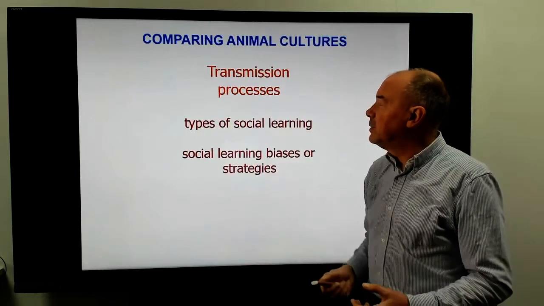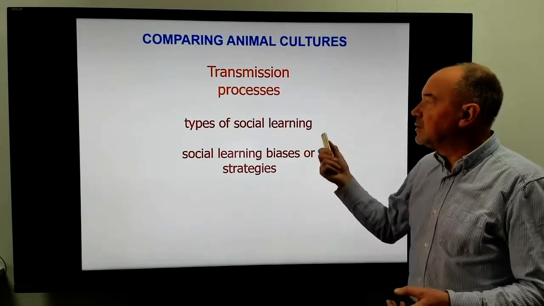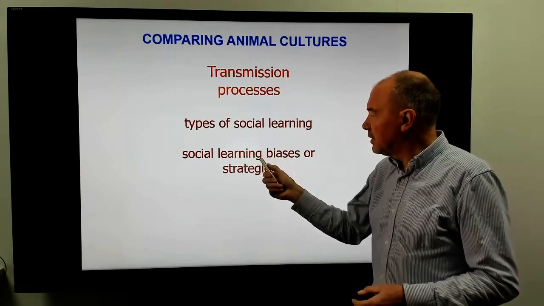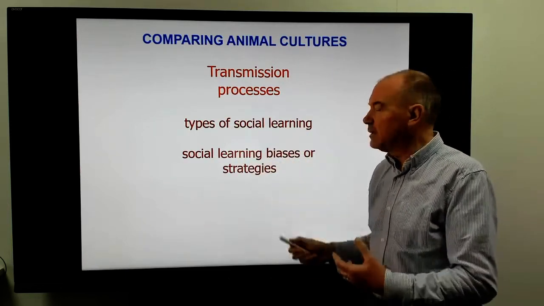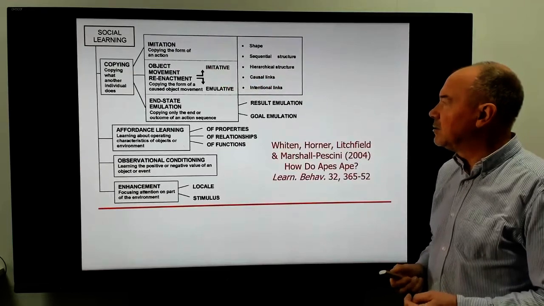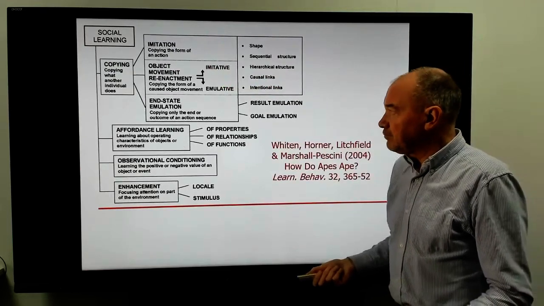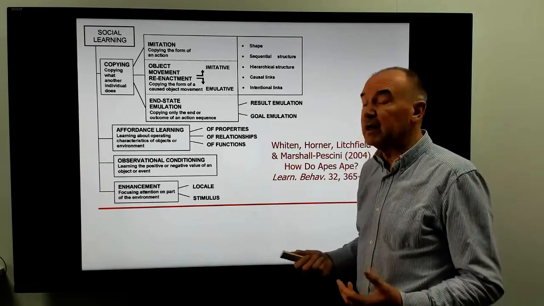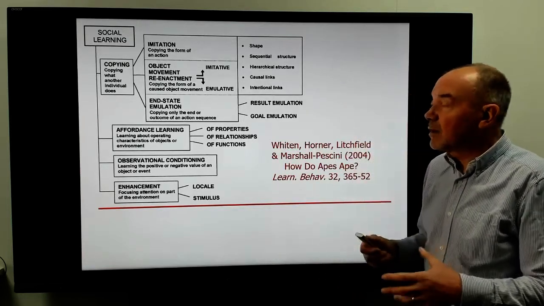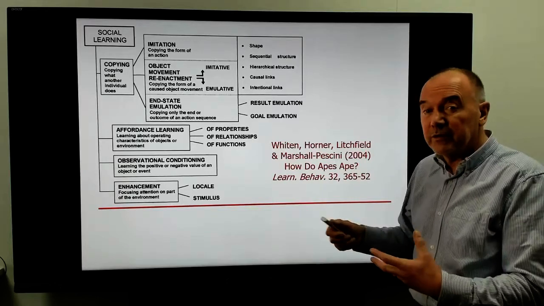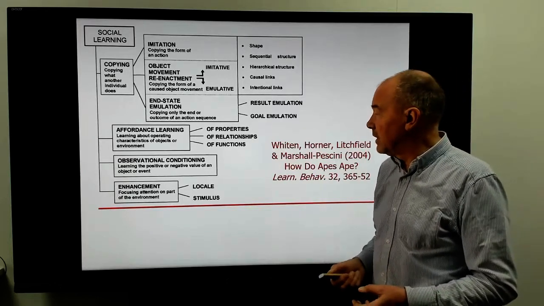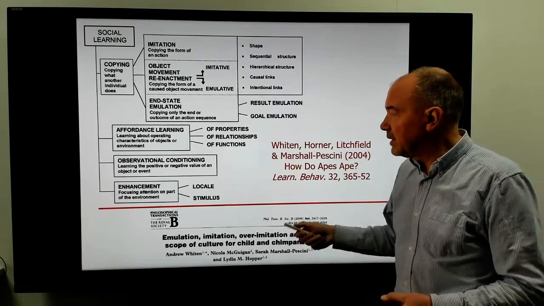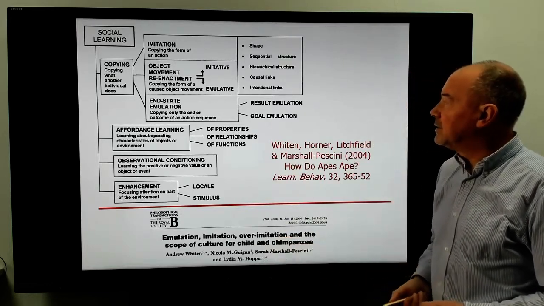One is the transmission processes, which we can divide into types of social learning, and secondly, social learning biases or strategies, which I'll explain in a moment. Social learning is a topic which over the years, over the 70 years we've been studying it, has led to some quite complicated taxonomies of all the different kinds of social learning. This is one due to me and my colleagues, and here's an update from 2019.